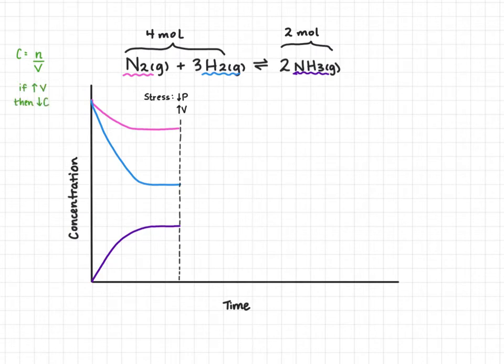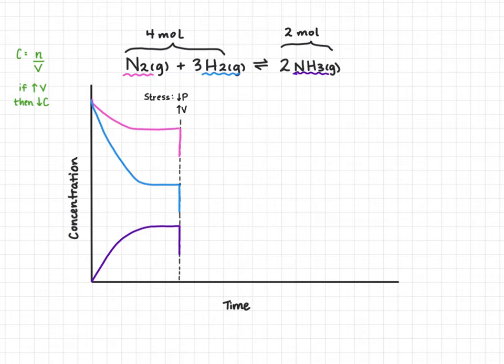And because all of our compounds are in the same vessel, the concentration will go down for all of our compounds, reactants and products. So we'll see a sudden drop in the concentration of all species in the reaction. So that sudden drop tells us that we've increased the volume by decreasing the pressure. We have a bigger volume now.